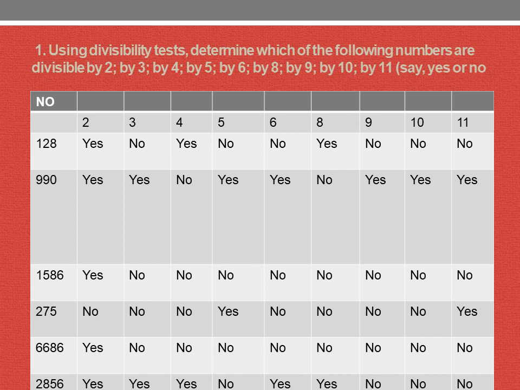With 4 also it is no, as 86 is not divisible by 4. By 5 also it is not divisible. By 6 also it is not divisible. By 8 also it is not divisible. By 9 also it is not divisible.